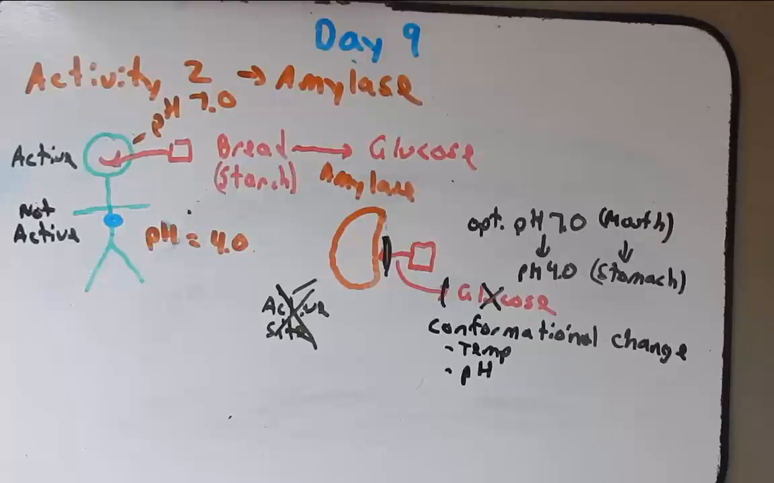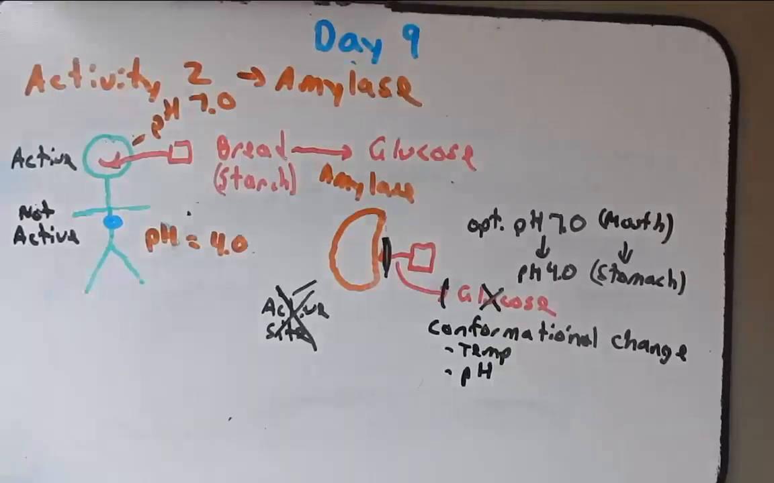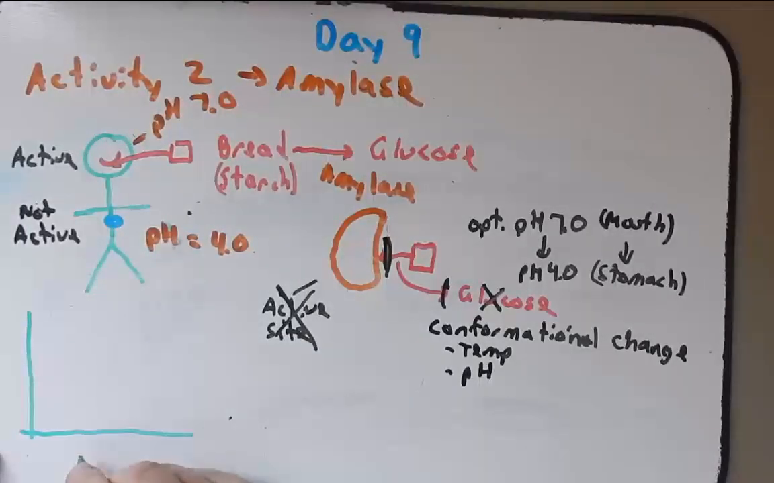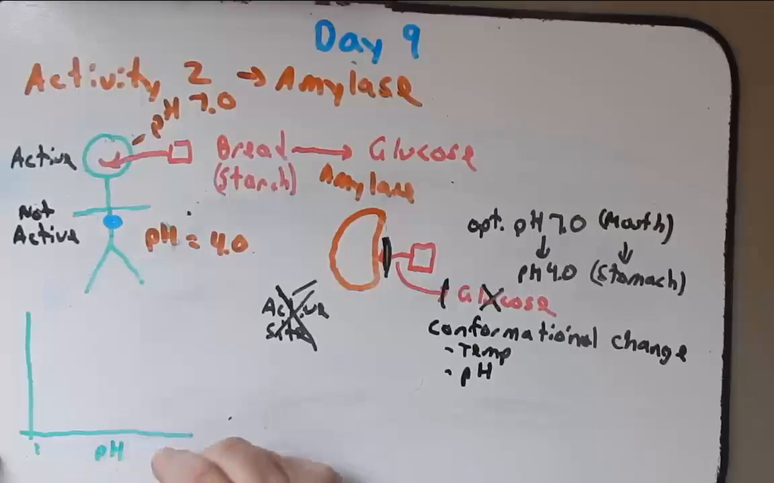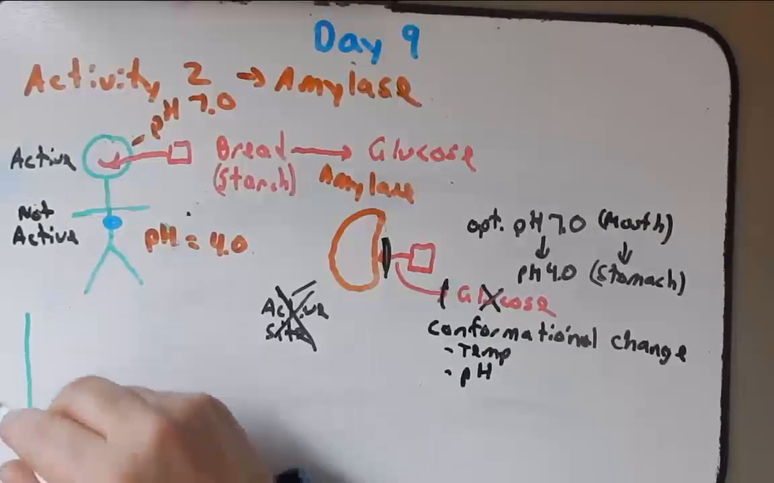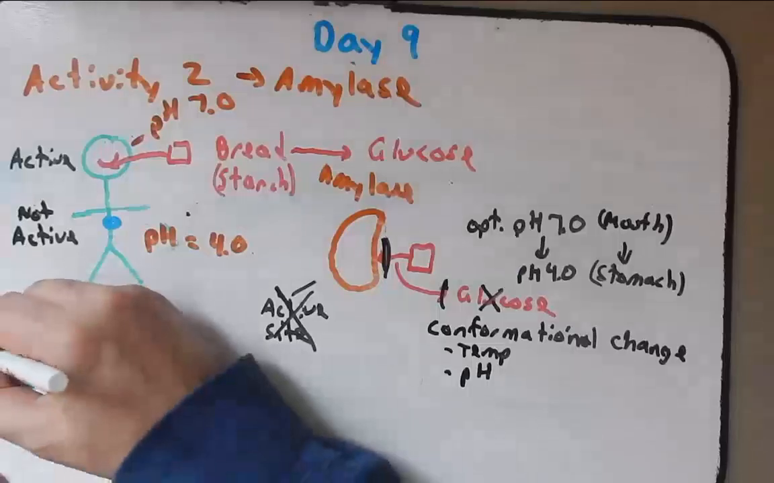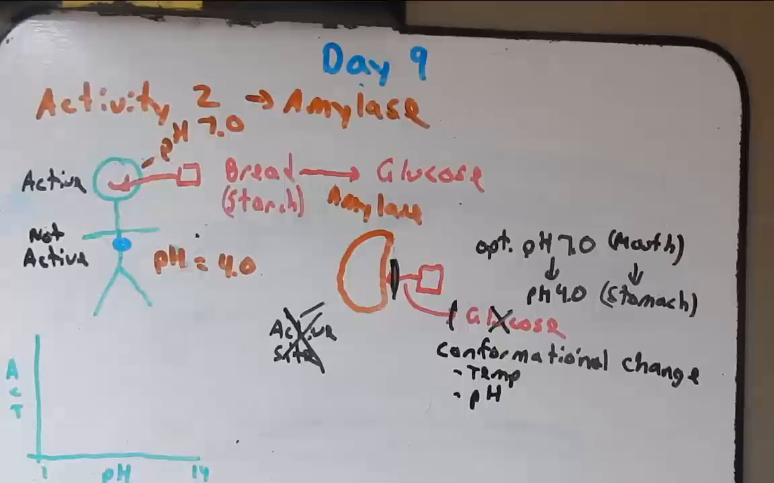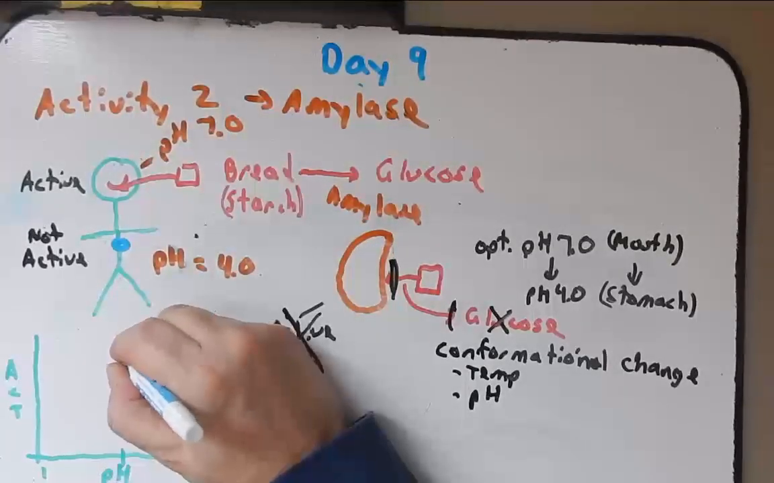The next question asks us to draw a graph, and it gives us specific instructions. It says along the horizontal axis, make pH. So we can have 1 to say 14. And along the vertical axis, we're going to put enzyme activity, and I'm just going to put ACT, enzyme activity. And what you need to do here is show how the enzyme's activity changes at these different pHs. So we know that amylase has a peak value of 7. And so we'll put it right here.